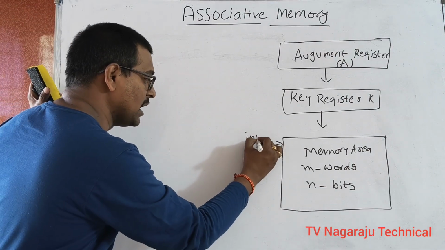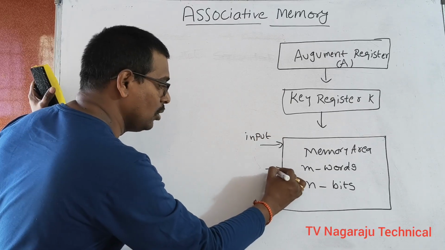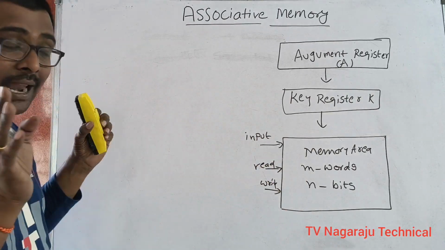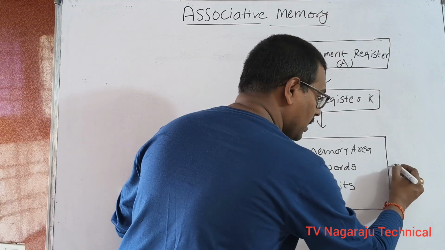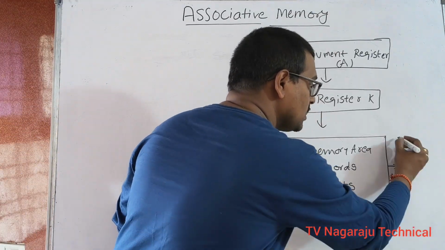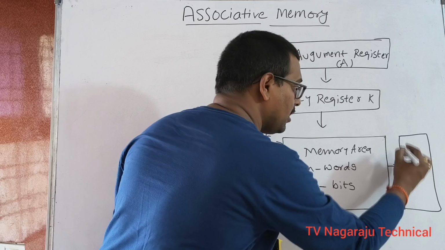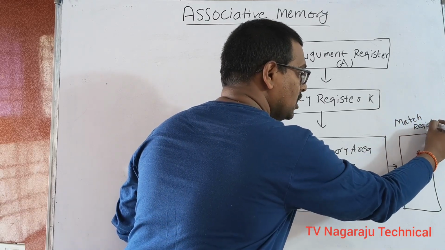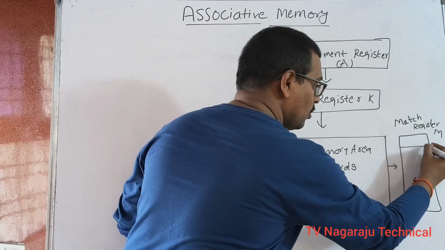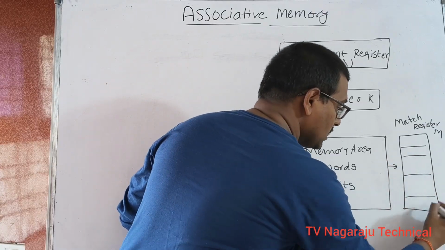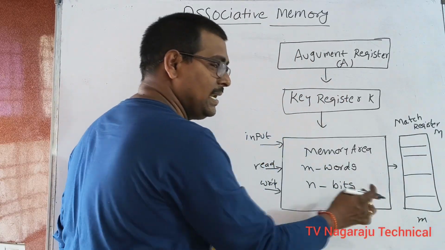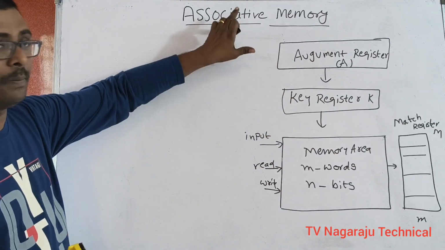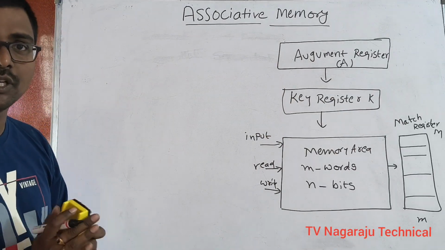Anyway, the associative memory is connected to inputs for read operation and write operation, along with the most important one: the output of associative memory is connected to a match register. Assume the name of the match register is M. How many words? So it contains m number of cells. Now this is the hardware implementation; how is the operation performed?